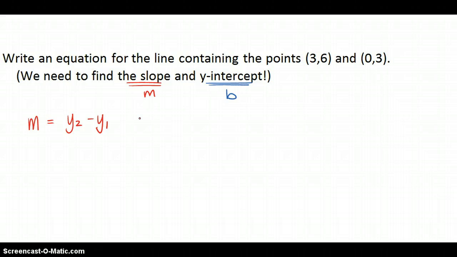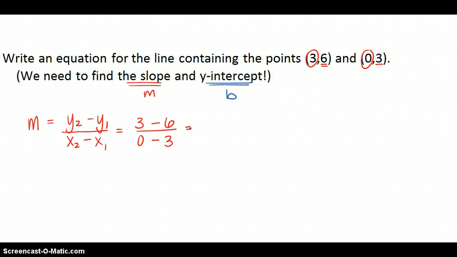So the y-coordinate of our second point is 3, minus the y-coordinate of our first point, which is 6. Then we're going to put that over our run. Our run is horizontal, so that's our x-axis. So we're going to take our x2 minus our x1. And again, that means we're going to take the x-coordinate of our second point, which is 0, and I want to subtract the x-coordinate of our first point, which is 3.